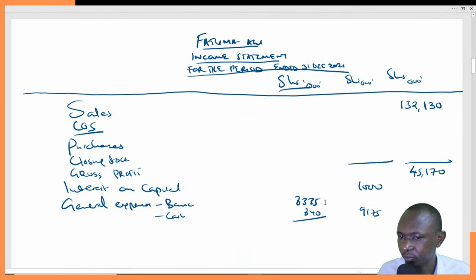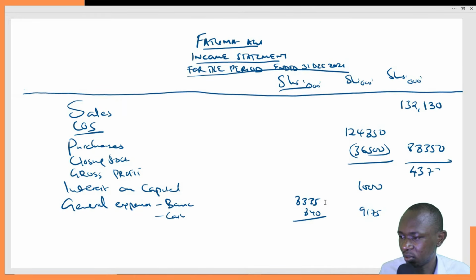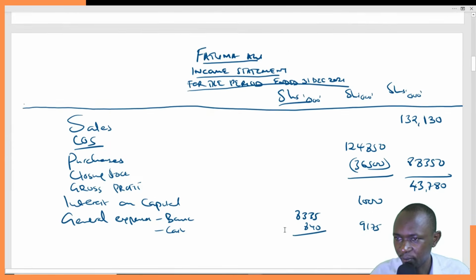keen. So purchases 124,850 less the 36,500 gives us 88,350. Then minus 132,130. This gives us 43,780. Please take note of that.